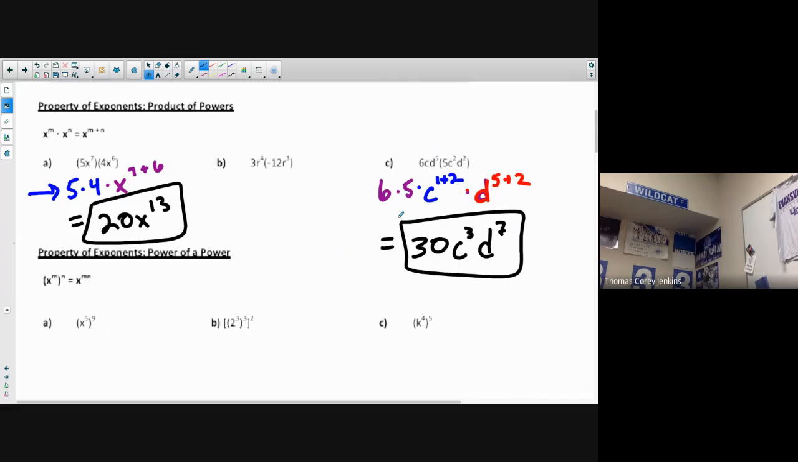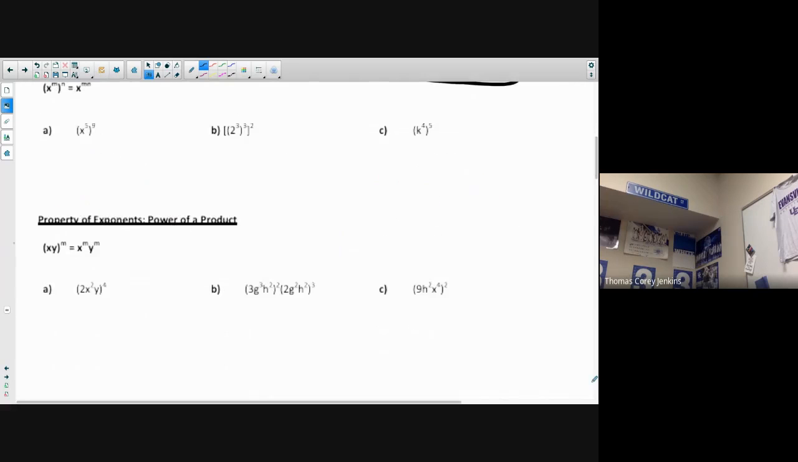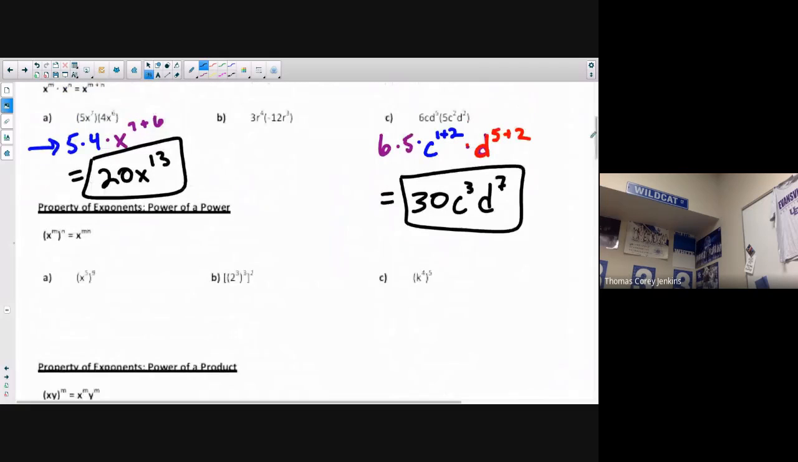All right, moving on. The next rule is what happens if we take a power to a power. If we take x to the m and raise that to the power of n, that's equivalent to x to the m times n. Start to look for a pattern as we go through these. If we take x to the 5th to the 9th power, that's equivalent to x to the 5 times 9, just applying that rule directly here, or x to the 45th.